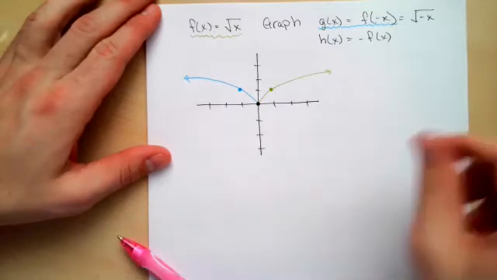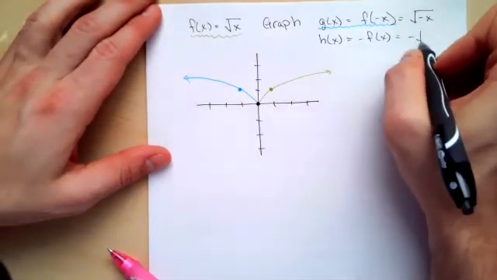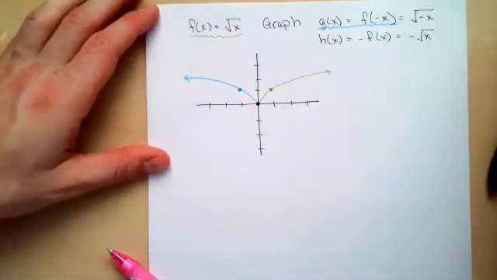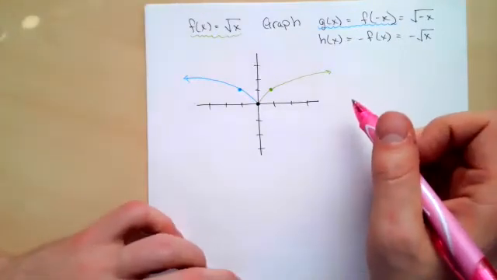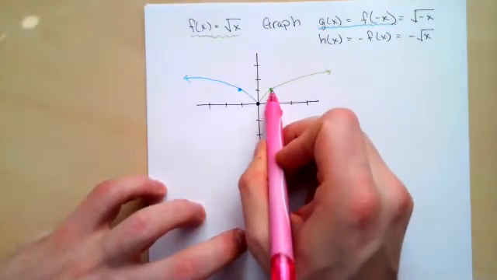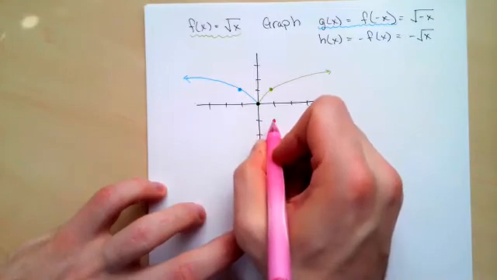And then our h of x would be a minus square root of x. And a vertical flip simply means we just change all the y values to a negative of what they were. So our 1, 1, x value stays the same. The y value is now negative 1.